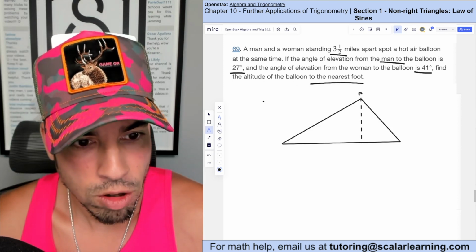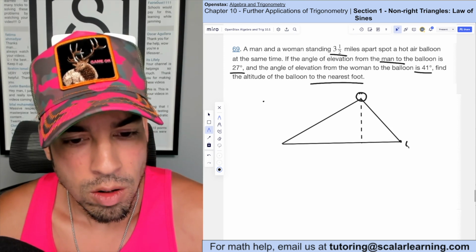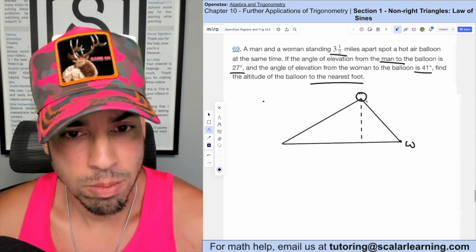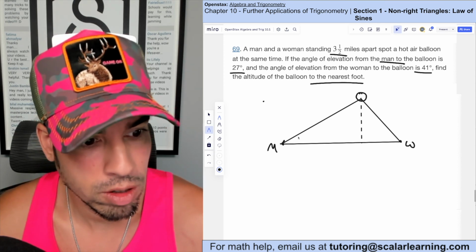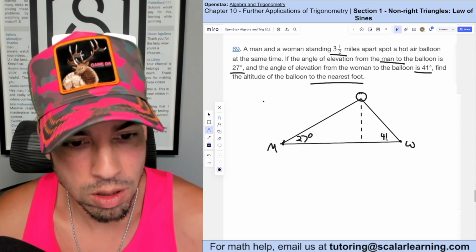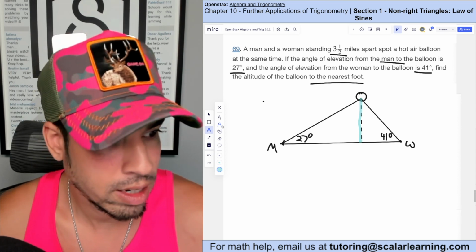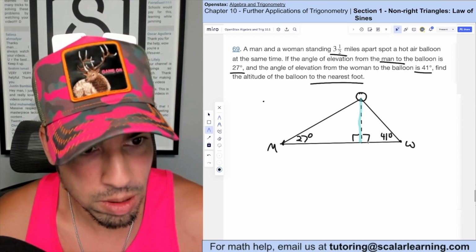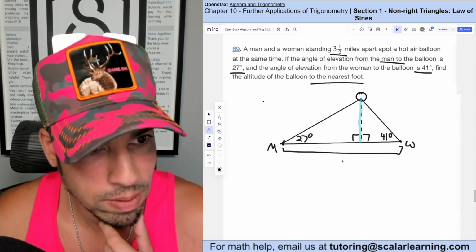So for this one, we got to start by making a little diagram, and we're going to say there's the balloon, and we're kind of making an assumption here that the balloon is in between the man and the woman. So we got the man here looking up at 27 degrees, the woman over here looking up at 41 degrees. And what we're trying to find is the altitude, aka that distance going straight up like so. And the only other thing we know is that they're both 3.5 miles apart.